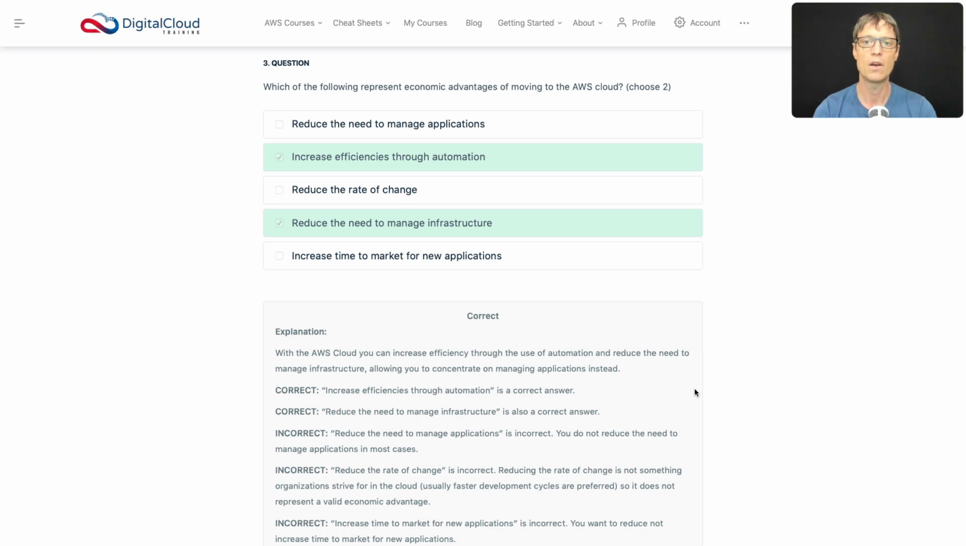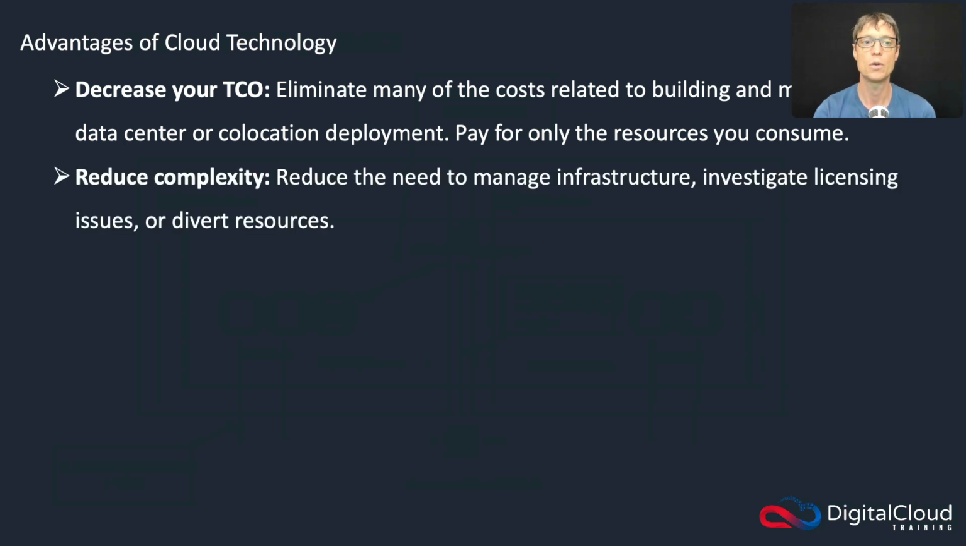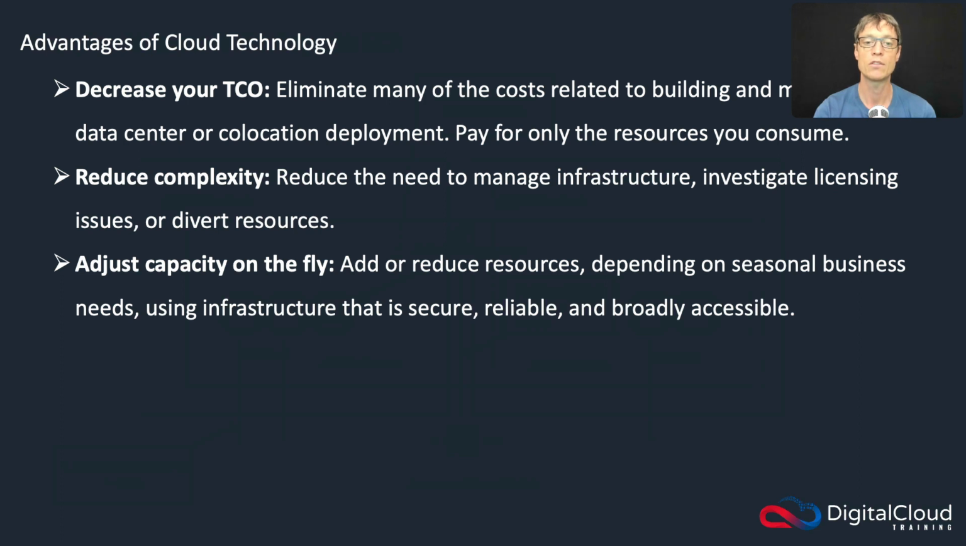Let's have a look at a slide to get a bit more information about some of the economic advantages of the cloud. So these advantages come from AWS, and they're basically in relation again to having an on-premise data center. So you can decrease your total cost of ownership by eliminating costs relating to building and maintaining data centers or co-location deployments. And you only pay for what you consume. You can reduce complexity by reducing the need to manage infrastructure, investigate license issues, or divert resources. You can adjust capacity on the fly.